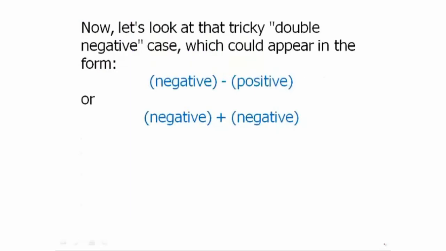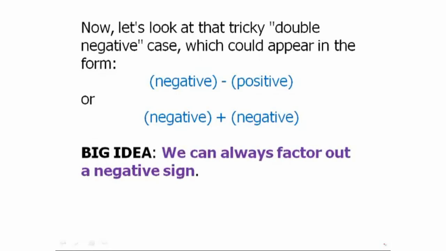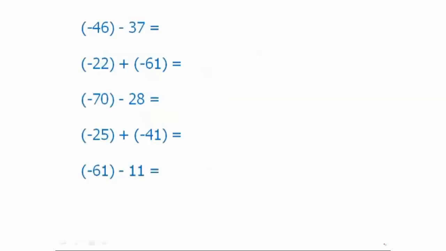Now let's look at that tricky double negative case, which could appear in the form negative minus positive or in the form negative plus negative. The big idea is we can always factor out a negative sign. Now what does this mean exactly? Let's look at that first one, negative 46 minus 37. We can factor out a negative sign. If we factor out a negative sign, everything inside becomes positive. So it just becomes 46 plus 37, addition of two positive numbers. So you perform that addition and then just stick a negative in front of the sum.